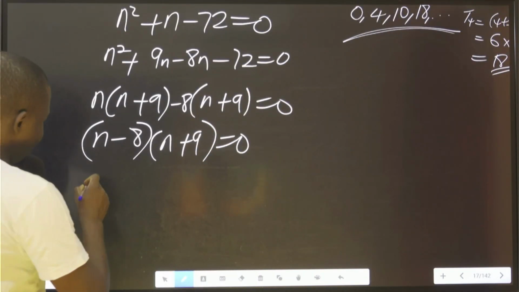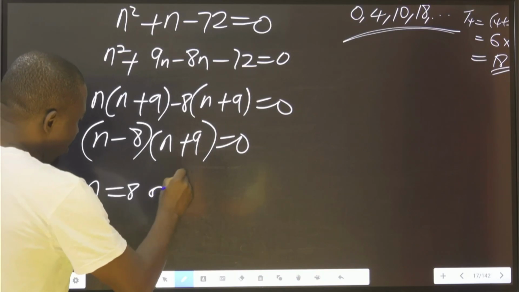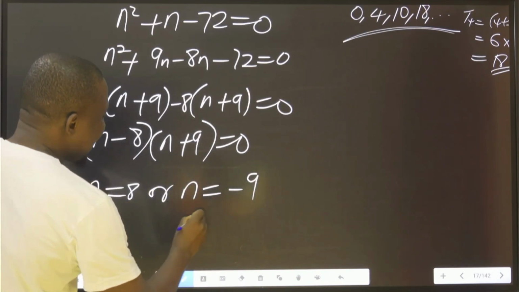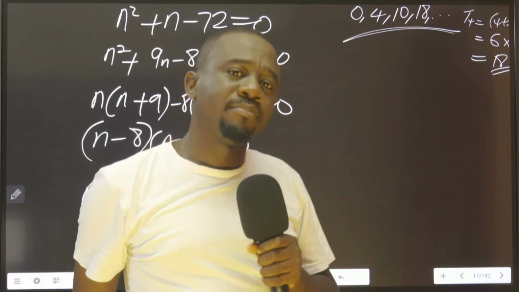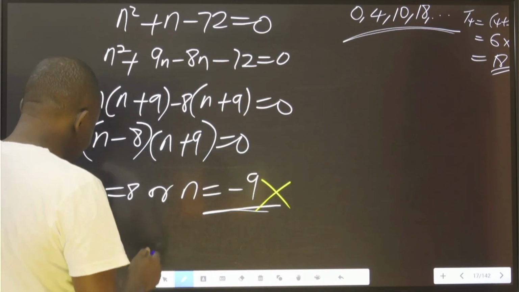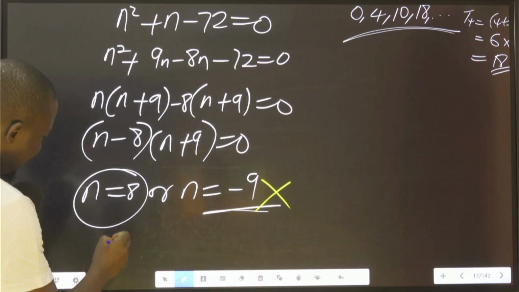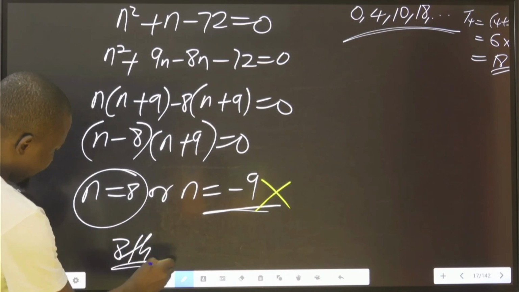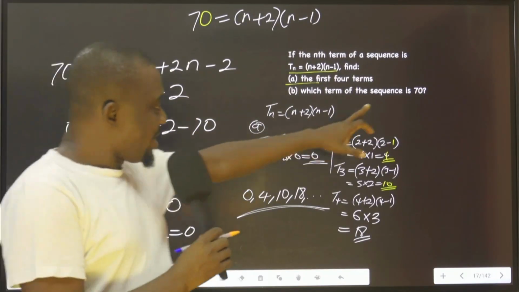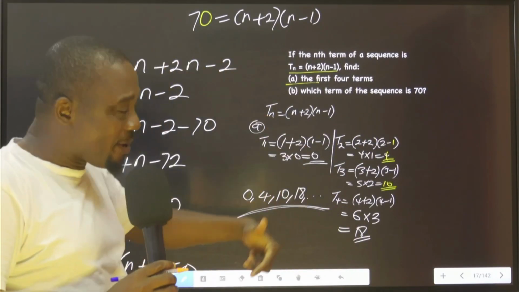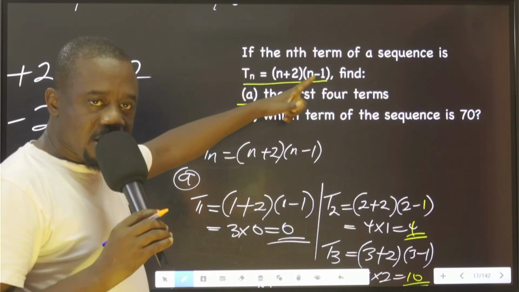So you agree with me, this is n equals 8 or n equals minus 9. There is no way we can get a negative as a term. So this is completely out of it. So this is our result. That is the 8th term. So therefore, 70 is the 8th term of this sequence.